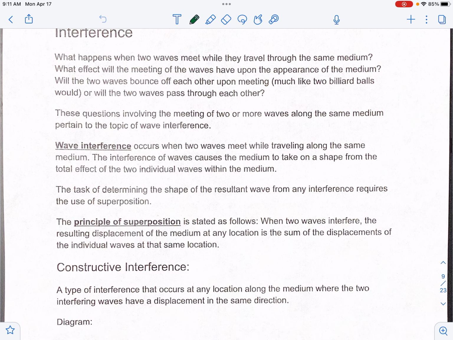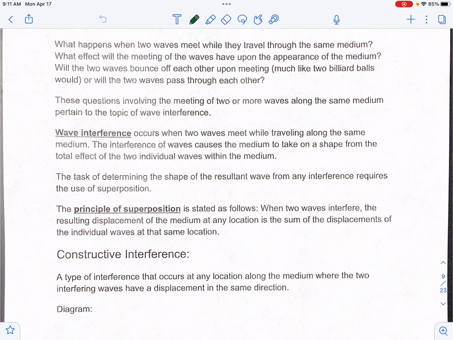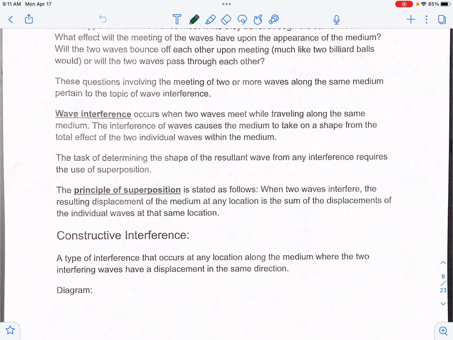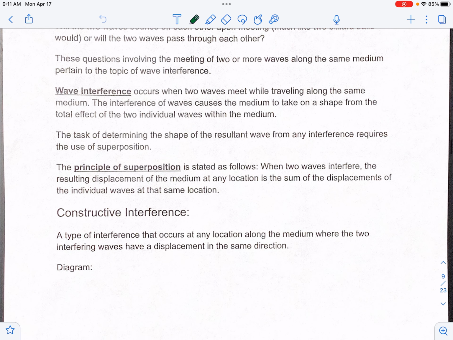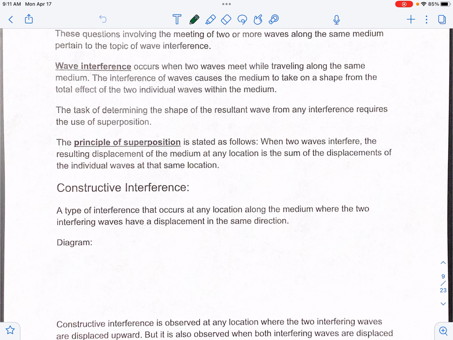Okay, so we're going to talk about wave interference, which occurs when two waves meet while traveling along the same medium. The interference of the waves causes the medium to take on a shape from the total effect of two individual waves within the medium. The task of determining the shape of the resultant wave from any interference requires the use of superposition. So that's a new term there.